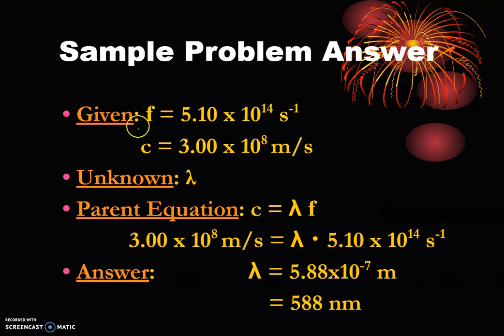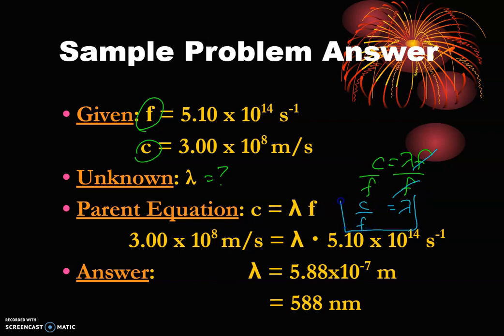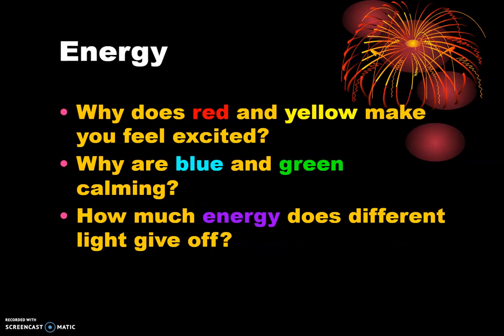But since we are given frequency and we have our constant and are looking for our wavelength, we are going to solve by dividing both sides by our frequency. And then you see that frequency and frequency cancel out, leaving this. You're never going to solve for c, because that's a constant. And then you plug everything in, and you get your 5.88 times 10 to the negative 7th meters, which is 588 nanometers.